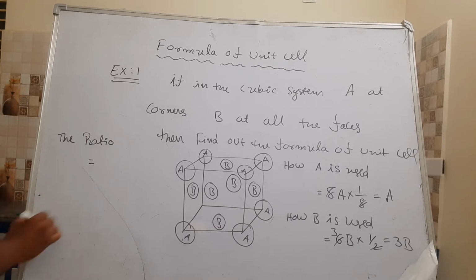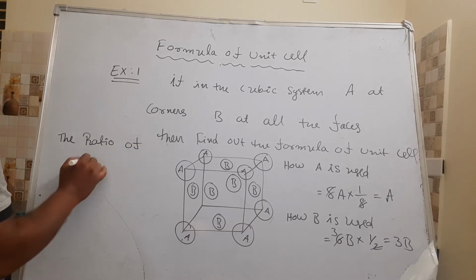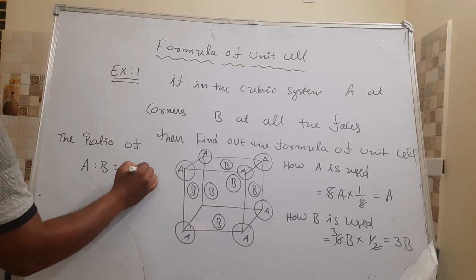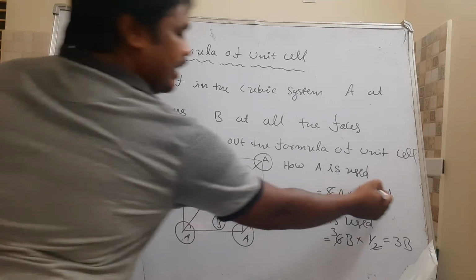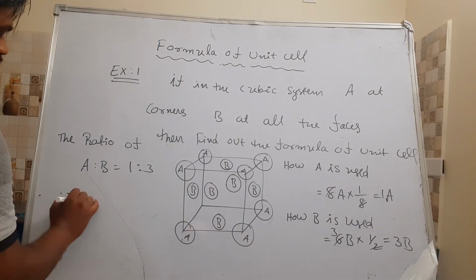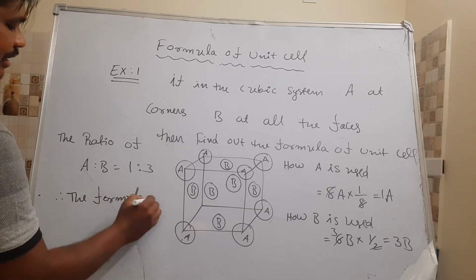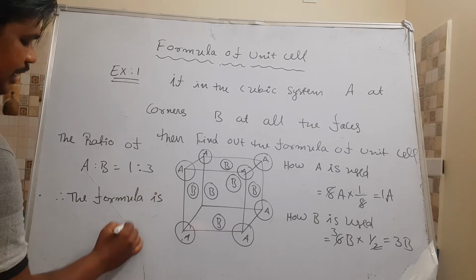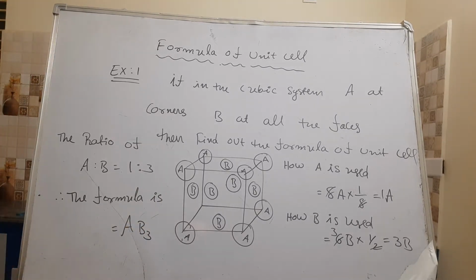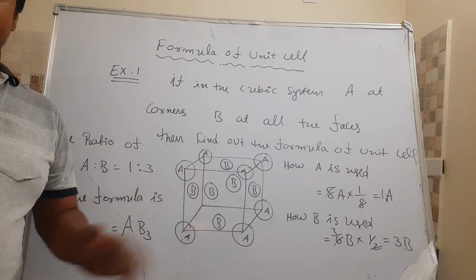The ratio of A to B is 1 is to 3. It is 1A and 3B. Therefore, the formula is AB3. Is this simple or not? Very, very simple, students.